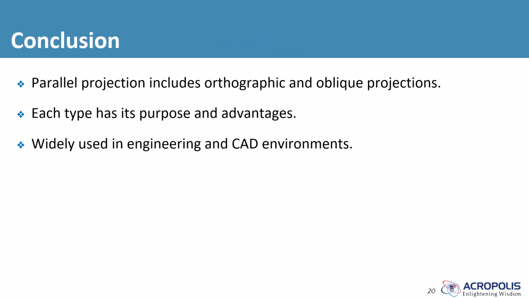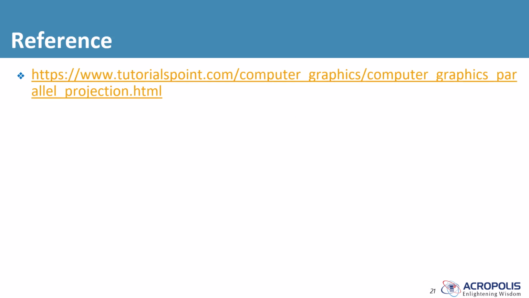At last, we can conclude our presentation: parallel projection includes orthographic and oblique projections. Each type has its own purpose and advantages, and these types of projections are widely used in engineering and CAD environments. This is the reference that we have used to make our presentation.